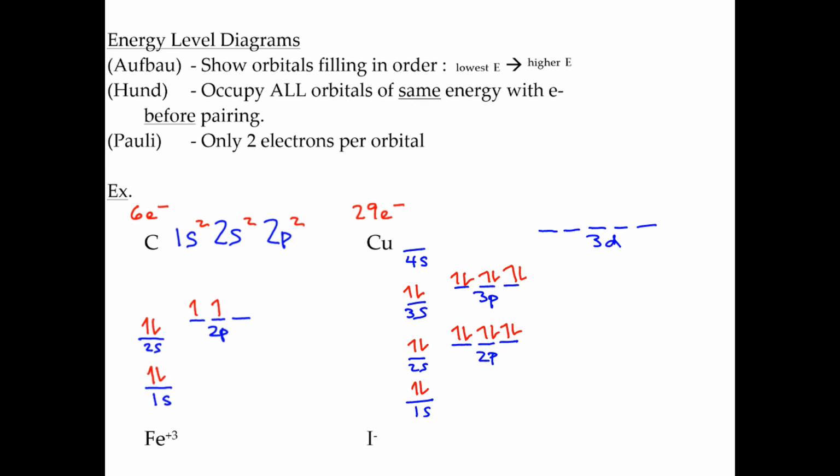Okay, so 4s, you're going to go up, down. Then you're going to go to 3d, and let's see how many more we have left. We did 29 altogether. We did 2, 4, 6, 8, 10, 12, 14, 16, 18, 20. So we have 9 more to go. So remember what we do? We go up, up, up, up, up, down, down, down, down, and that's it.